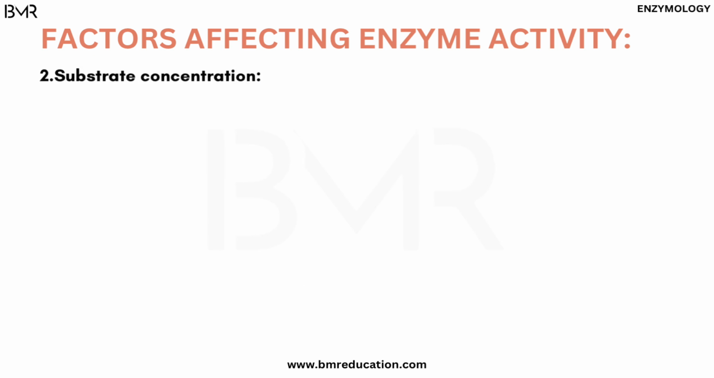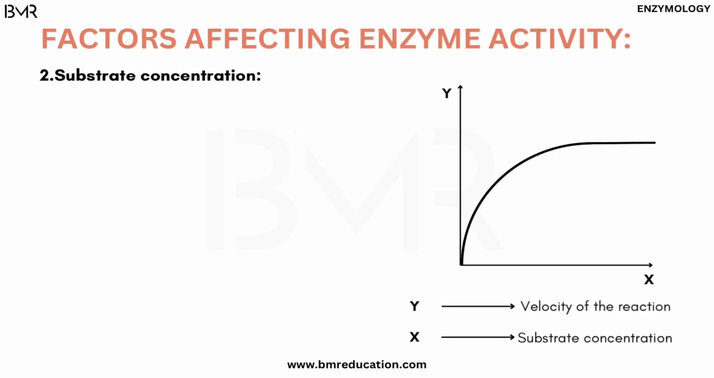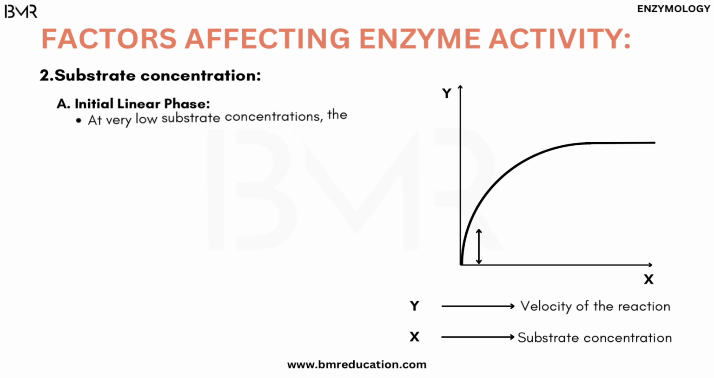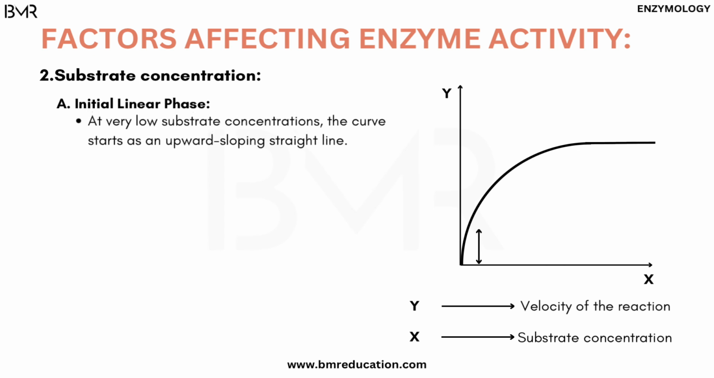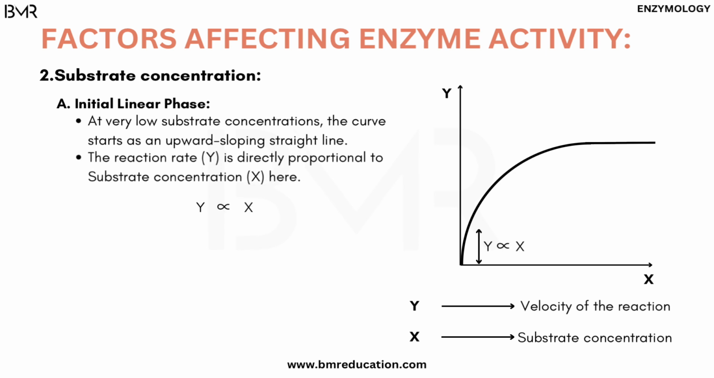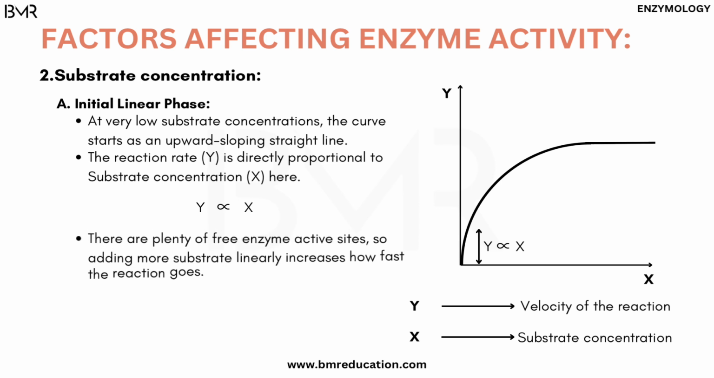Substrate concentration. The graph between velocity or rate of reaction and substrate concentration explains the effect of substrate concentration on enzyme activity. This graph is explained in three phases. The initial phase. At very low substrate concentrations, the curve starts as an upward-sloping straight line. Here, the reaction rate is directly proportional to substrate concentration. There are plenty of free enzyme active sites, so adding more substrate linearly increases how fast the reaction goes.